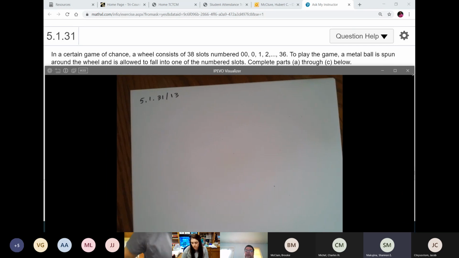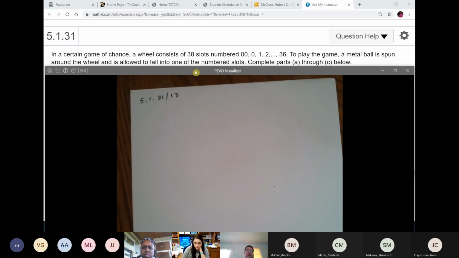It says, in a certain game of chance, a wheel consists of 38 slots numbered 0, 00, 1, 2, all the way up to 36. To play the game, a marble is spun around and it falls into one of the slots. This is a roulette wheel. I don't know why they just don't call it a roulette wheel. Okay, so write that down.